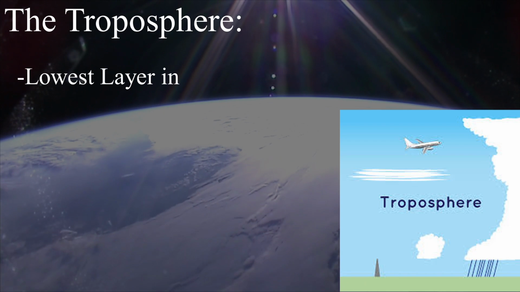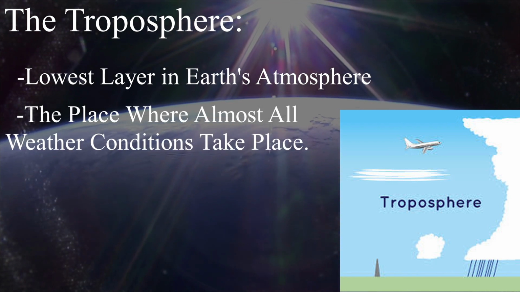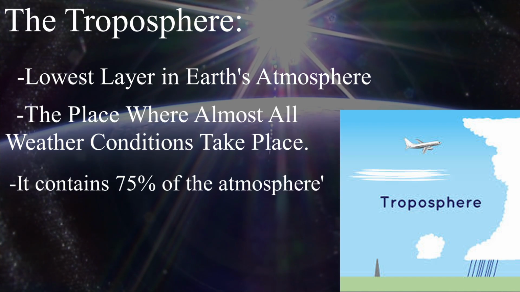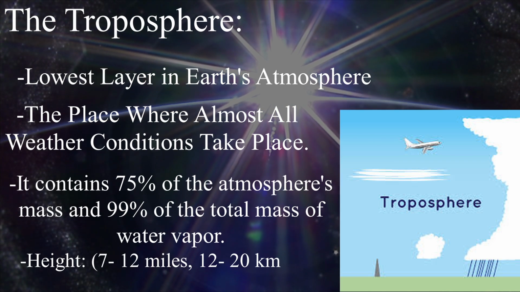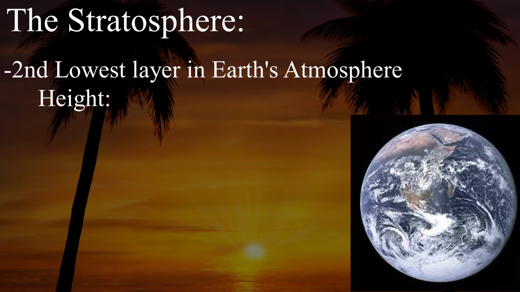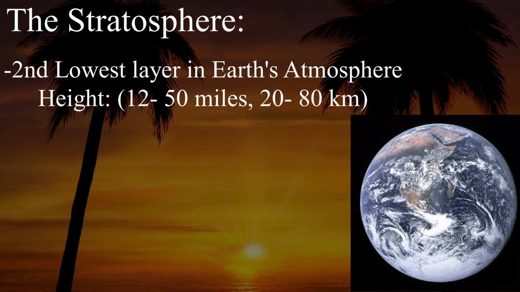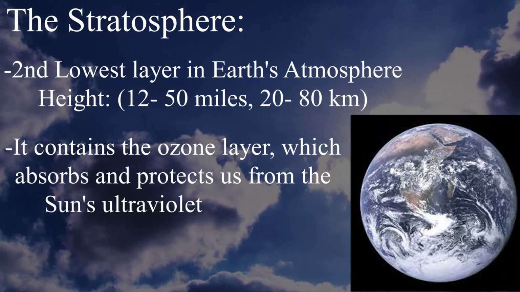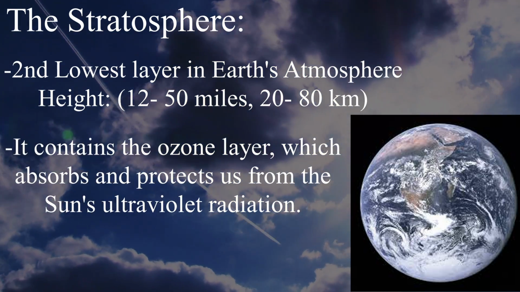The troposphere is the lowest layer in Earth's atmosphere, where almost all weather conditions take place. It contains 75% of the atmosphere's mass and 99% of the total mass of water vapor. The stratosphere is the second lowest layer in Earth's atmosphere, with it being above the previously mentioned troposphere but below the mesosphere. It contains the ozone layer, which absorbs and protects us from the sun's ultraviolet radiation.